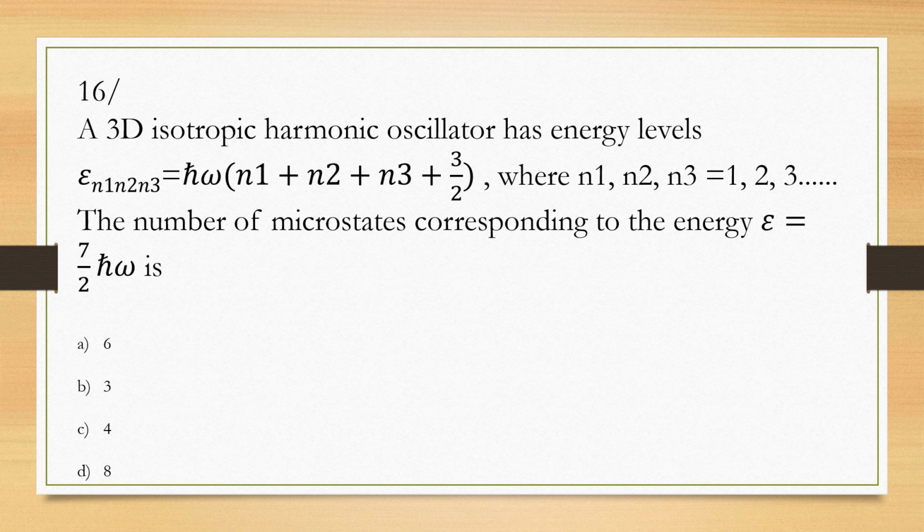And here is the first question of the session: a 3D isotropic harmonic oscillator has energy levels E(n1, n2, n3) = h cross omega (n1 + n2 + n3 + 3/2), where n1, n2, n3 = 0, 1, 2, 3 and so on. The number of microstates corresponding to the energy E = 7/2 h cross omega is? And the options are 6, 3, 4 and 8. So let's see what will be its answer.